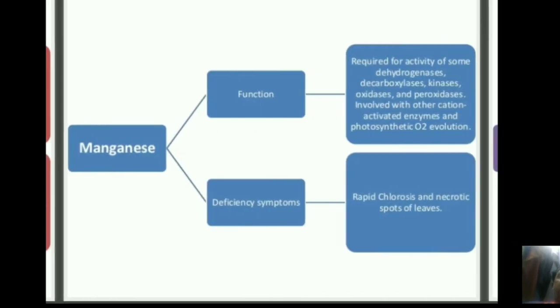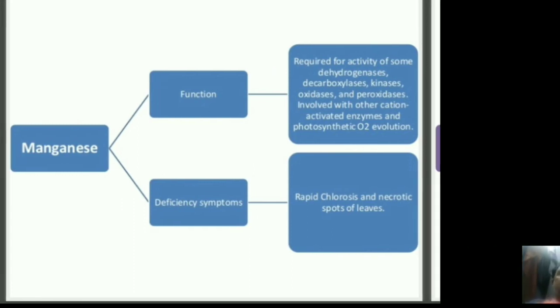Okay. Next, manganese. When you see the manganese function, manganese is required for activity of some dehydrogenases, decarboxylases, kinases, oxidases, and peroxidases, involved with other cation-activated enzymes and photosynthetic oxygen evolution. So deficiency symptoms of manganese lead to rapid chlorosis and necrotic spots of leaves. So these are the symptoms.